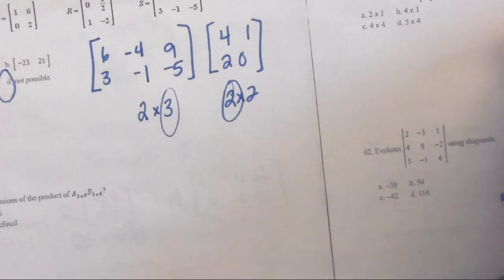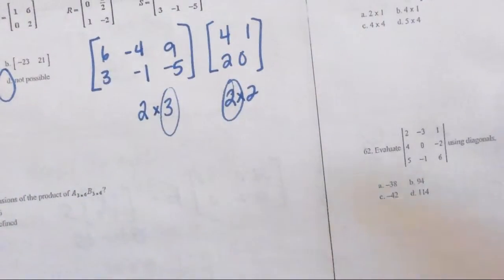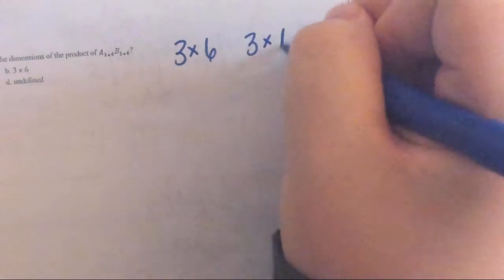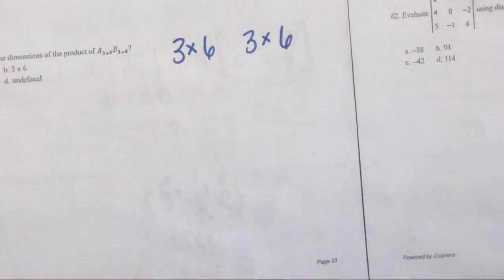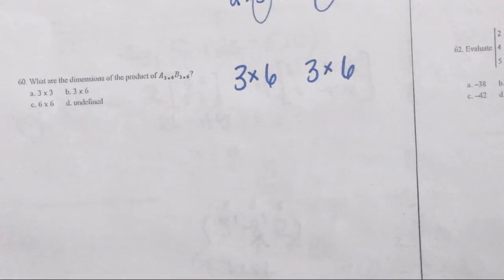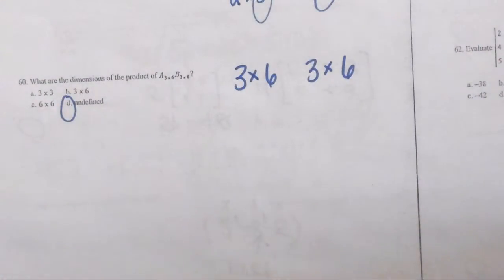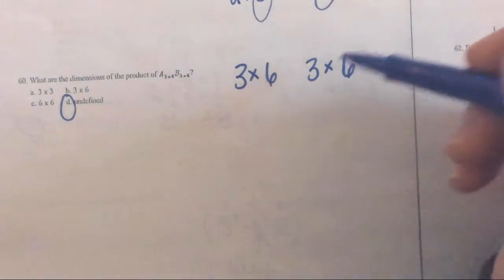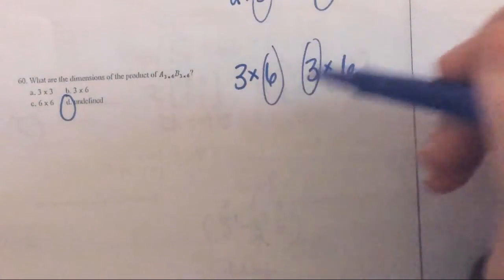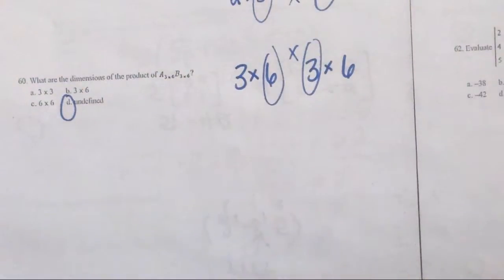Okay, so they don't actually give us the matrices. Instead, they tell us that we have a 3 by 6 and a 3 by 6. And they ask the dimensions of the product, so we're multiplying. What is my answer? The outsides don't, the insides don't match, so we can't do it. So it's not possible or undefined. So perfect. 60 is B.